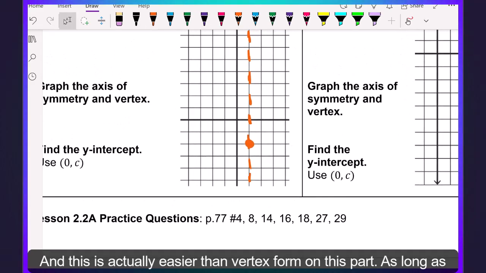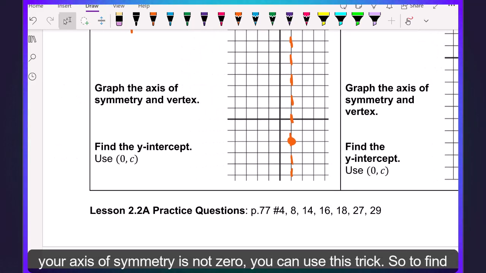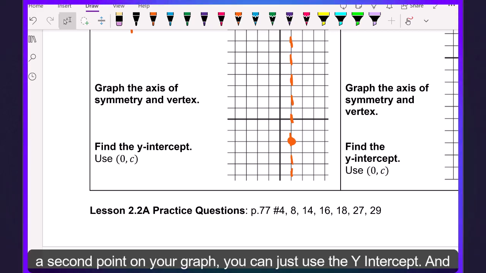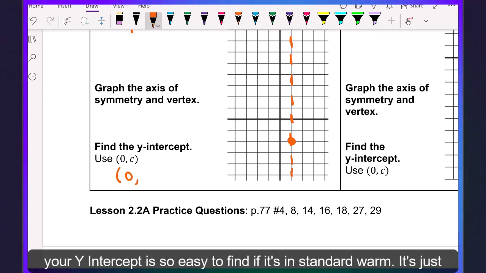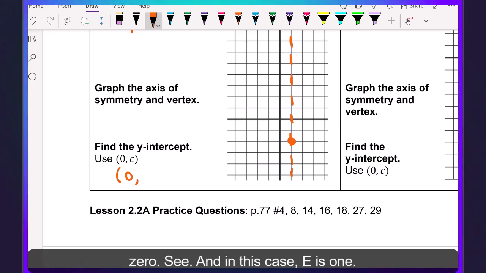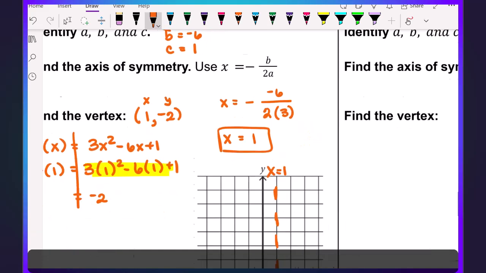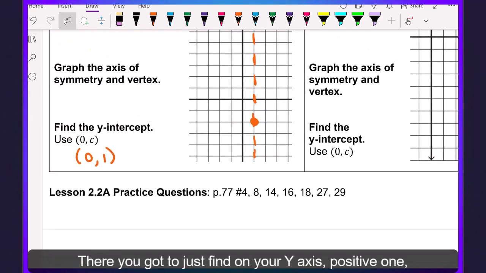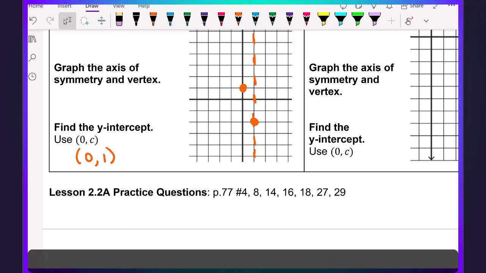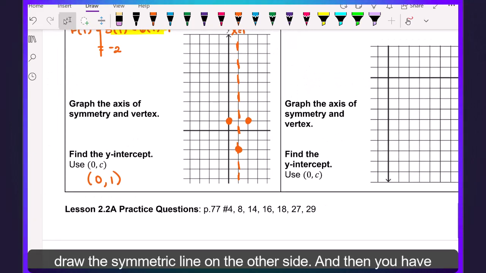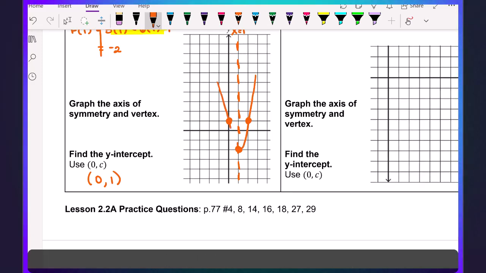And this is actually easier than vertex form on this part. As long as your axis of symmetry is not 0, you can use this trick. So to find a second point on your graph, you can just use the y-intercept. And your y-intercept is so easy to find if it's in standard form. It's just 0, c. And in this case, c is 1. So if you want to look back up here at your notes, see how it's 1? There you go. So just find on your y-axis, +1, draw the symmetric line on the other side, and then you have enough to establish your curve.